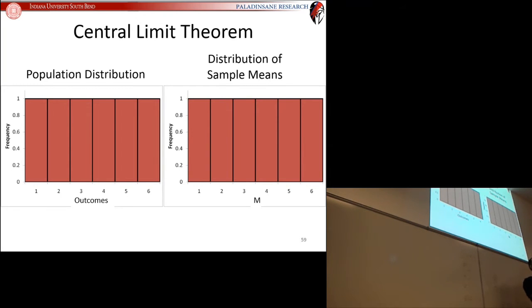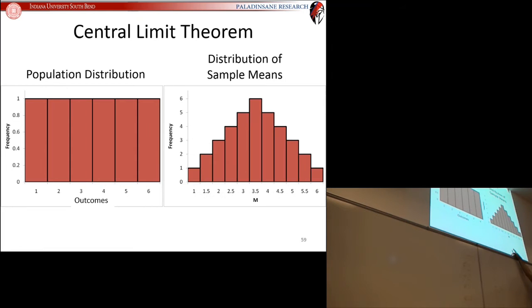That's why most psychology experiments don't rely on a sample of 1. It's very rare. They're called case studies. They're usually not done because you don't know anything about the population. But once you go to a sample size of 2, look what happens. We might not know what this population distribution looks like, but we know that our distribution of sample means is going to take on a very particular shape.